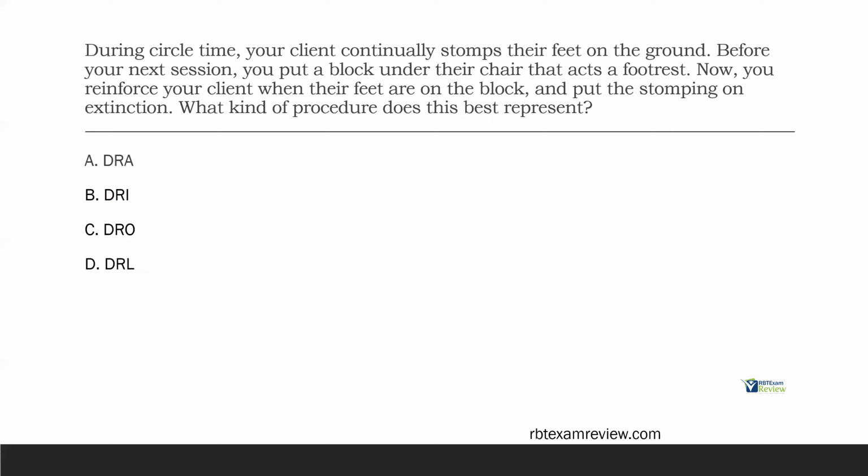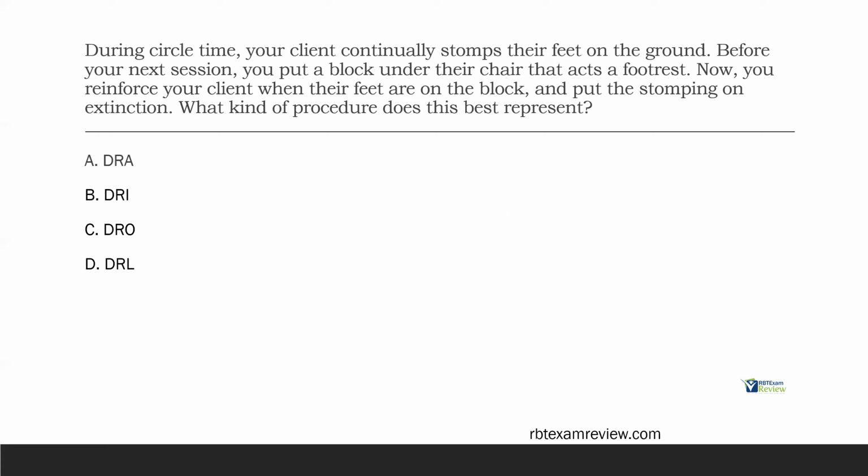During circle time, your client continually stomps their feet on the ground. Before your next session, you put a block under their chair that acts as a footrest. Now you reinforce your client when their feet are on the block and put the stomping on extinction. What kind of procedure does this best represent? Okay, so immediately you know it's differential reinforcement. How do you know it's differential reinforcement? Well, you're reinforcing one behavior and putting other things on extinction. It's differential reinforcement. So the question becomes, what type of differential reinforcement is it?